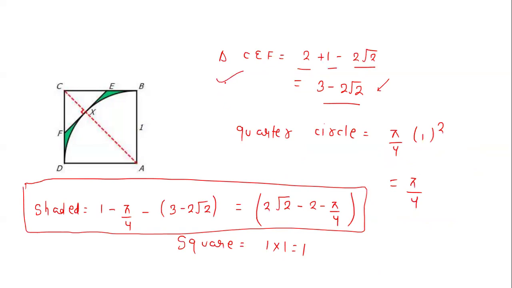So we found the area of the triangle. The quarter circle area we know is pi by 4 times its radius squared. The radius is 1, so pi by 4 times 1 squared, which is pi by 4 centimeter squared. The ABCD square area we can easily calculate: it is 1 multiplied by 1, which is 1 centimeter squared, because the side of the square is 1 centimeter. So the shaded area, as we discussed previously, is the square area minus quarter circle area minus triangle area. So it is 2 root 2 minus 2 minus pi by 4. This is the answer to this problem.